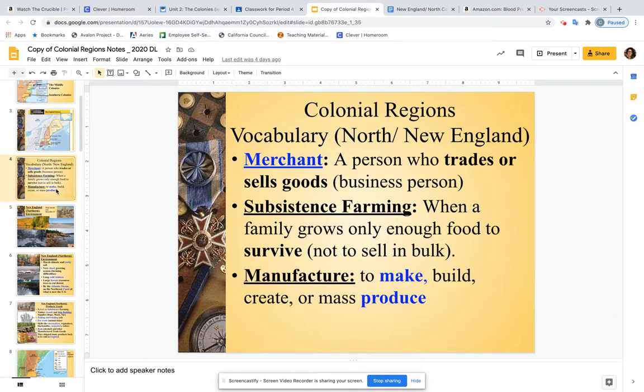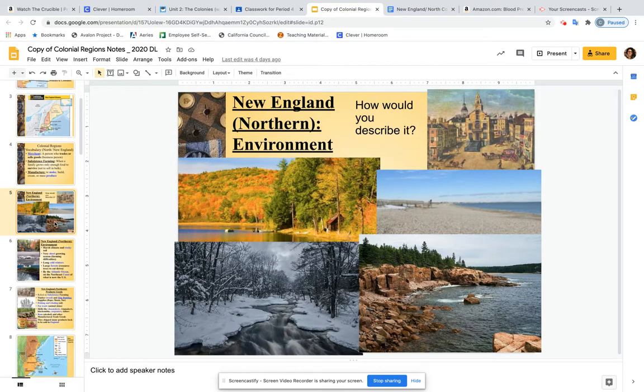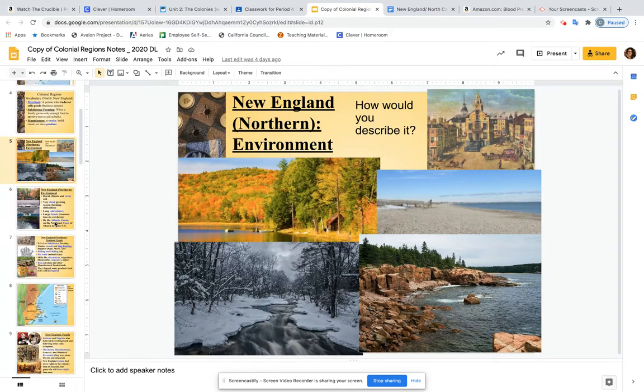A merchant is a person who trades or sells goods. Subsistence farming is when a family grows just enough food to survive, subsistence meaning surviving. So they're not growing a bunch of things to sell in bulk across the sea to England. And to manufacture is to make or to mass produce. You have a skies card that's asking you to describe the New England environment. What do you notice about it?